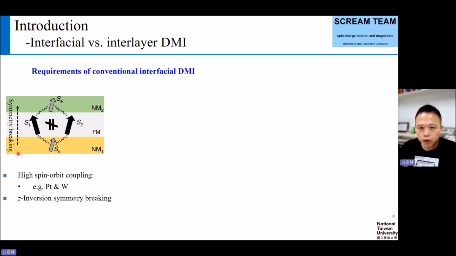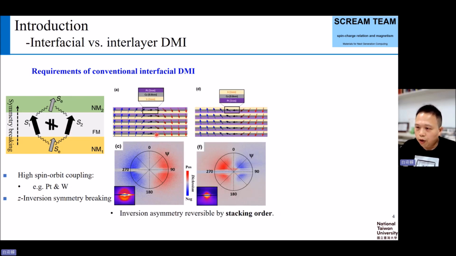So in this kind of symmetry-broken structure, the ferromagnetic layer within will experience this interfacial Dzyaloshinskii-Moriya interaction. And this can be observed in, for instance, platinum cobalt iridium or iridium cobalt platinum trilayer structures. And apparently, this inversion asymmetry can be manipulated by changing the stacking order.